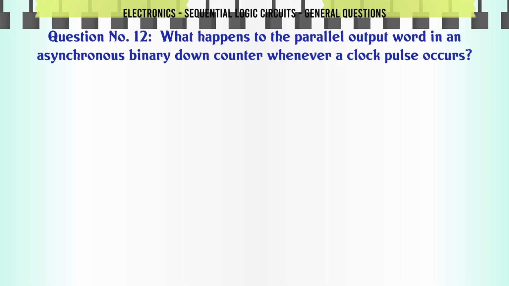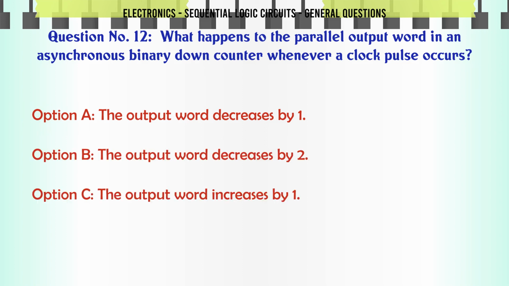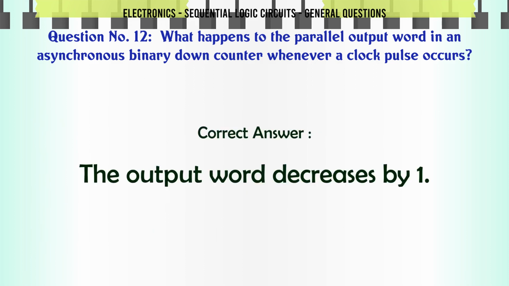What happens to the parallel output word in an asynchronous binary down counter whenever a clock pulse occurs? A. The output word decreases by 1. B. The output word decreases by 2. C. The output word increases by 1. D. The output word increases by 2. The correct answer is the output word decreases by 1.